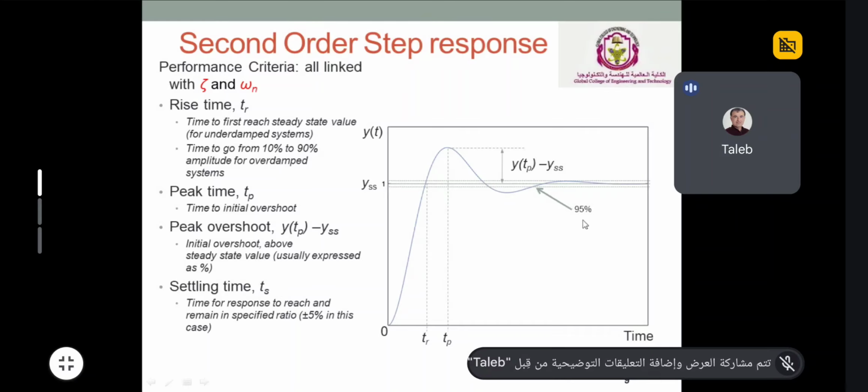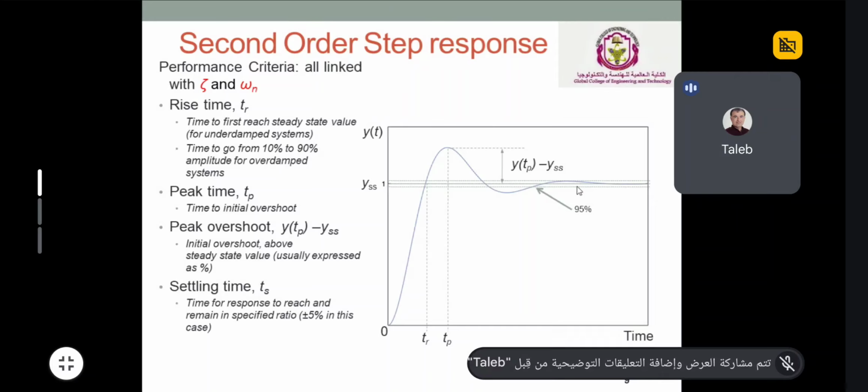Settling time, TS, is the time in which the system is settled within 95% of the final value. You see here, the system first goes up very high, but then goes down, and then again up, and then approaches the final value. So how long does it take to be settled, very close to the final value?